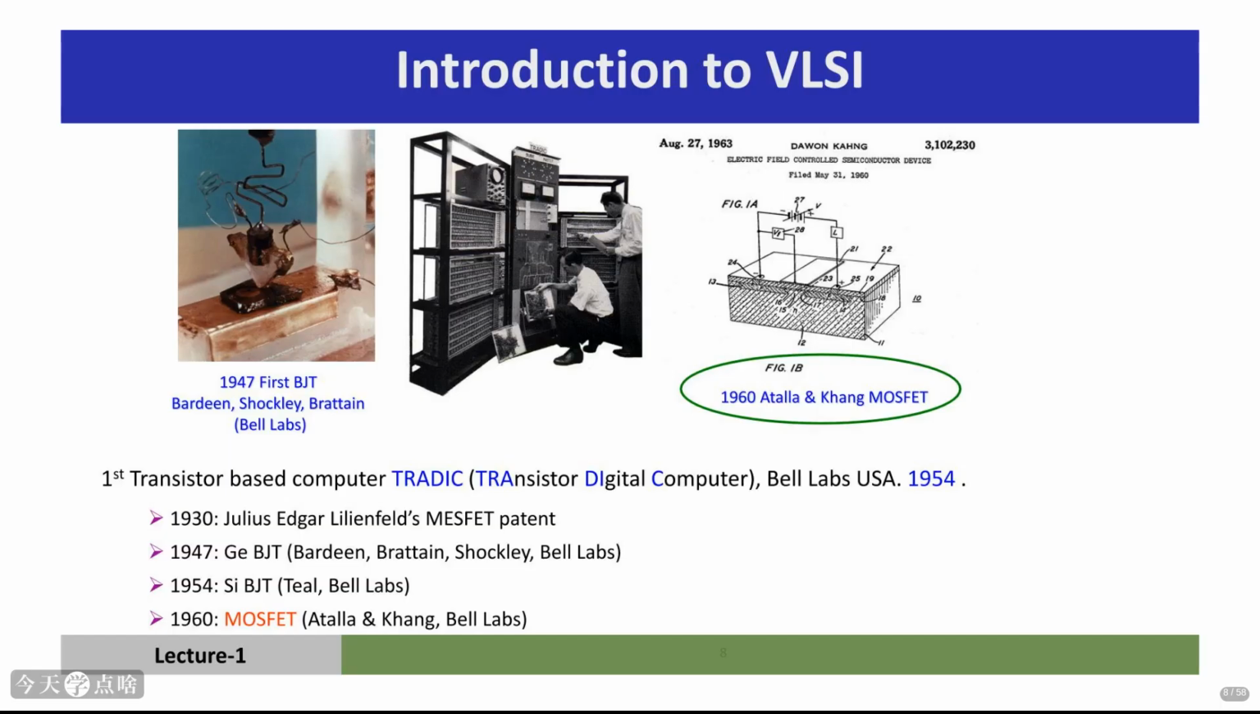Let's recap the key milestones quickly. We started with the transistor, the BJT, in '47. Then came the first transistor-based computer, TRADIC, in '54. Lilienfeld's MESFET patent was way back in '30. The silicon BJT followed in '54. And then, the game changer, the MOSFET, patented by Atalla and Kong in '60. Each step built upon the last, pushing the boundaries of what was possible. The MOSFET, in particular, proved to be the most versatile and scalable, becoming the dominant technology for decades. It's a testament to incremental innovation, leading to exponential impact.